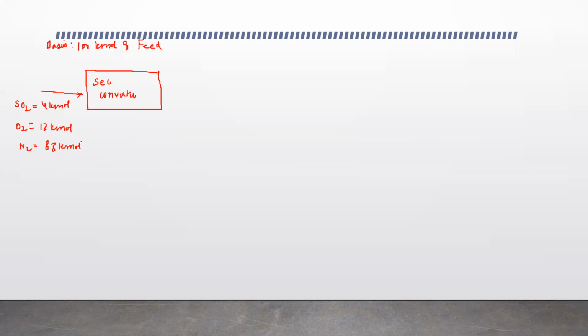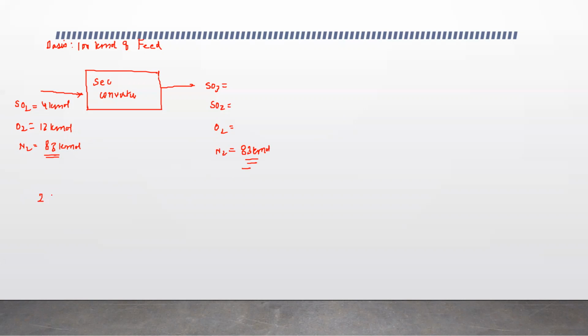All right. Once you're done with this, we'll go to the product side. On the product side, we'll get SO3, unreacted SO2, unreacted oxygen, and unreacted nitrogen. Whatever nitrogen was there in the feed will be there as it is, because it is not involved anywhere in the reaction. So if it is 83 kilomole over here, it is going to be 83 kilomole over here as well.